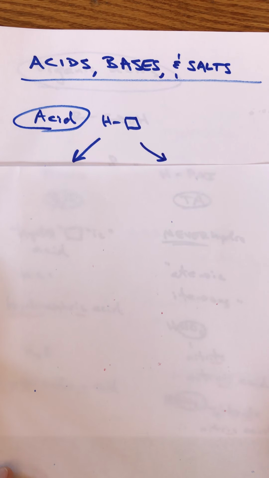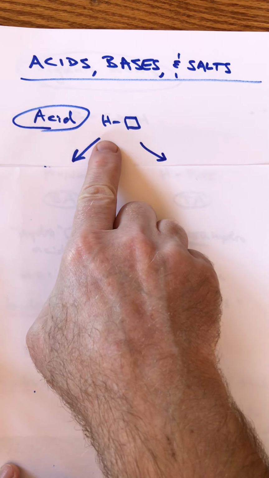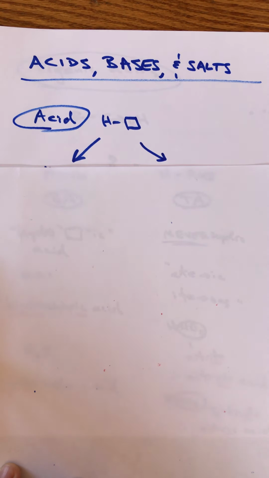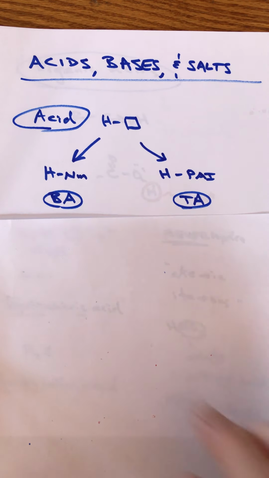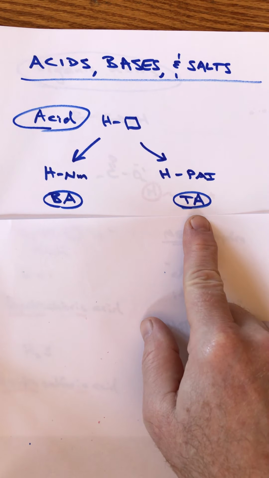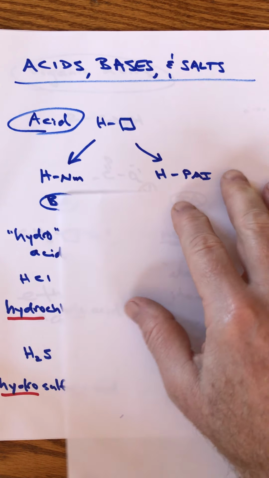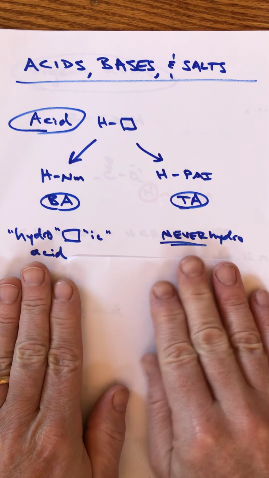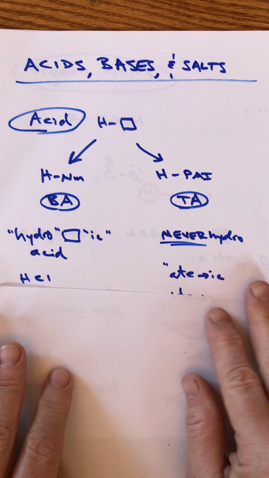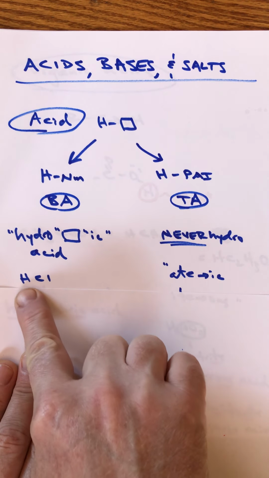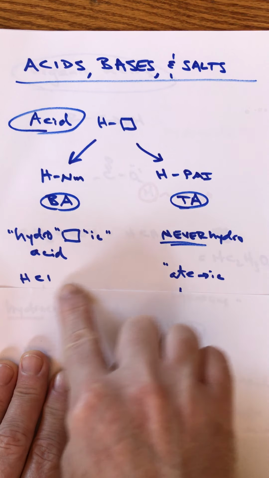Acids, for the first part of our unit, are something that starts with or contains hydrogen, and the hydrogen ions are what makes an acid an acid. So it's hydrogen with a nonmetal or hydrogen with a polyatomic ion. This is a binary acid. This is a ternary acid. Binary acids got the prefix hydro and the suffix ic, and ternary acids were never hydro. So HCl, that's hydrogen, nonmetal, so it's going to be hydrochloric acid.